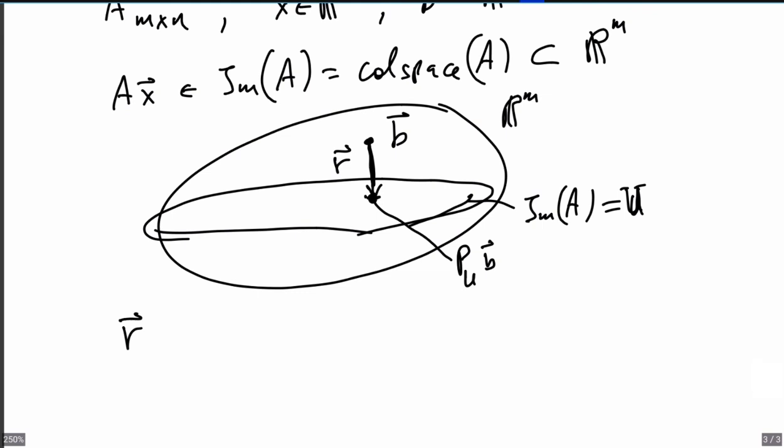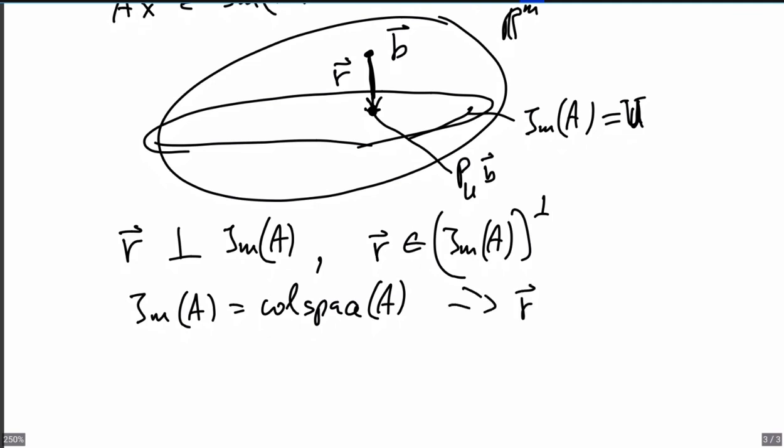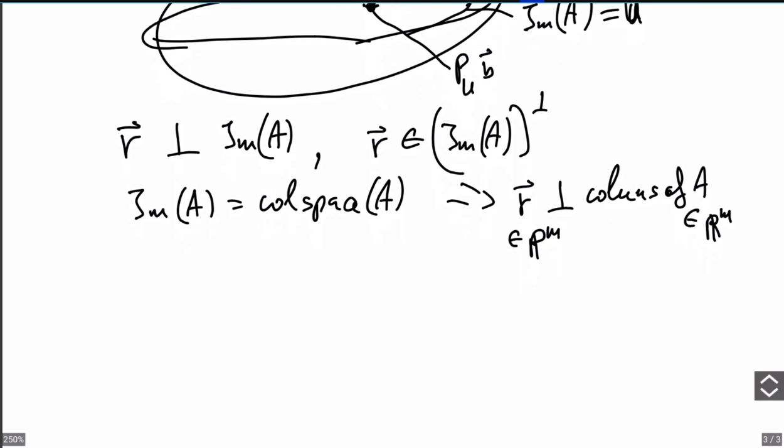That means that the residual vector is orthogonal to the image of A, or we can say that the residual is in the image of A perp. Let me emphasize that this is the column space of A. So this really means that r is perpendicular to the columns of A. This is a vector in R^m, and the columns of A are also vectors in R^m, because A is an m by n matrix. So the way we can write out the inner product of two m vectors is the dot product.